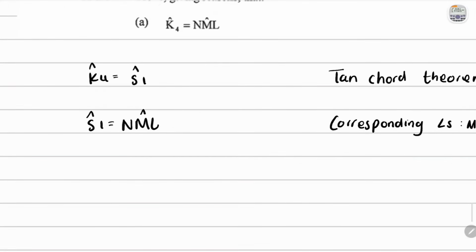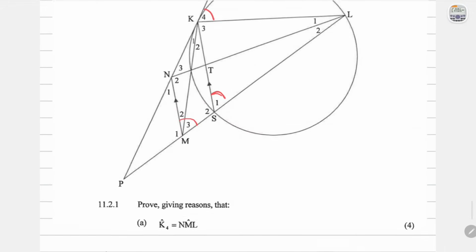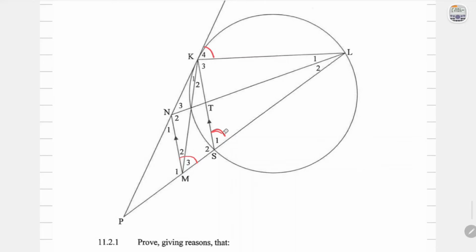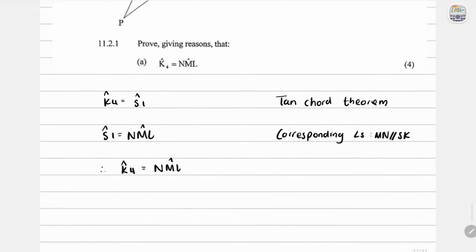And now, because angle K4 is equal to angle S1 and angle NML is also equal to angle S1, it would mean that they are both equal to each other. So we can finally conclude that this means that angle K4 is indeed equal to angle NML. And that is our answer. Just ensure that you also leave these because it's probably going to help you with the next question.